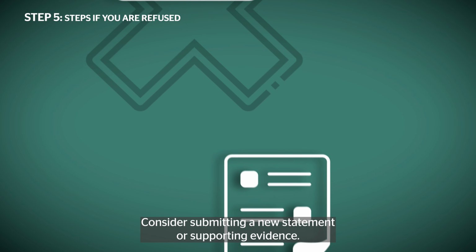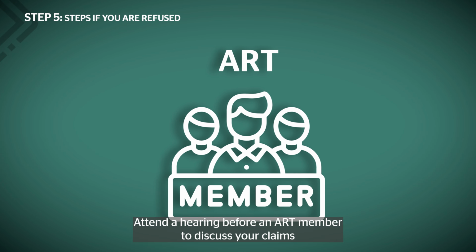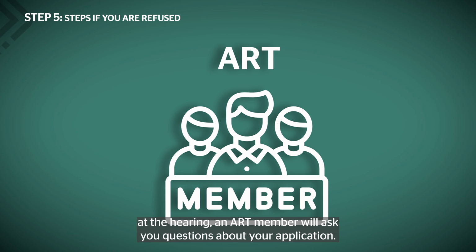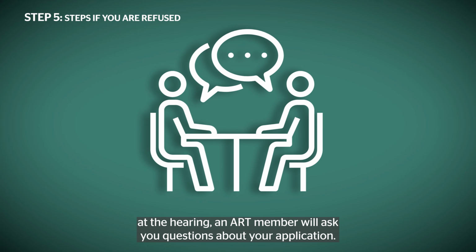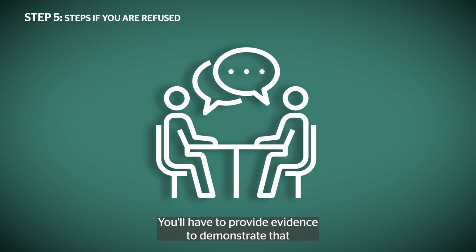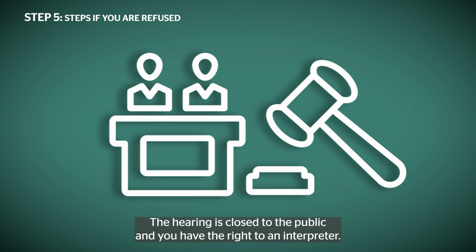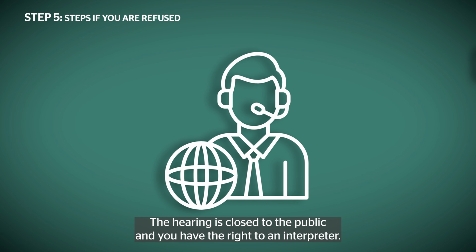Consider submitting a new statement or supporting evidence. Attend a hearing before an ART member to discuss your claims. At the hearing, an ART member will ask you questions about your application. You'll have to provide evidence to demonstrate that the decision of the department was incorrect. The hearing is closed to the public and you have the right to an interpreter.